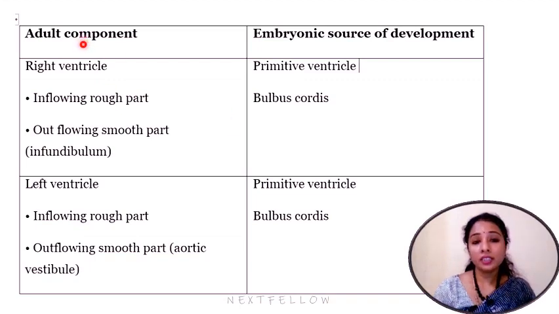So let's see the adult components in the development of ventricles. Left ventricle inflow rough part is from primitive ventricle. Outflow smooth part is from bulbus cordis. Right ventricle inflow rough part is from primitive ventricle. Outflow smooth part, that is the aortic vestibule, is from bulbus cordis.